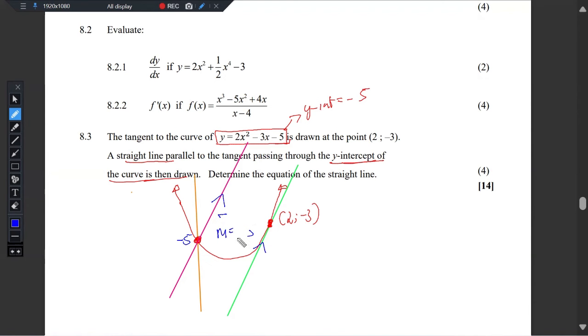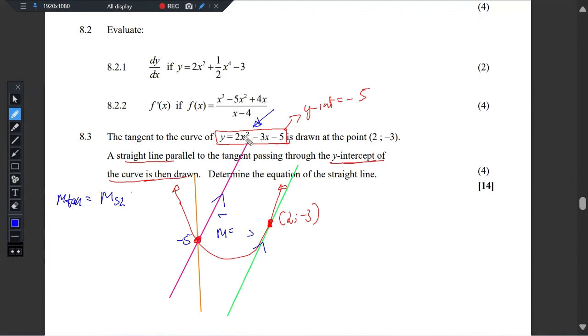So in other words, the gradient that we're going to find for the tangent will be the same gradient as for the straight line, right? So let's call it SL, straight line. Then the gradient of the tangent to the curve will be equal to the gradient of that straight line that is parallel to the tangent. So in tackling this question, we can tackle it in terms of the gradient, because that's what is common between those two lines.